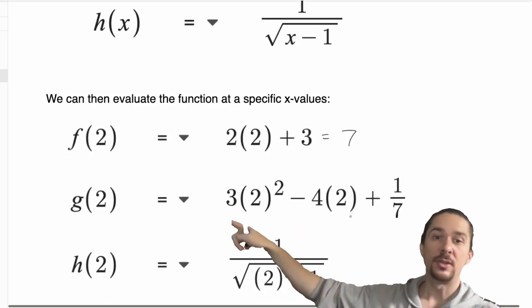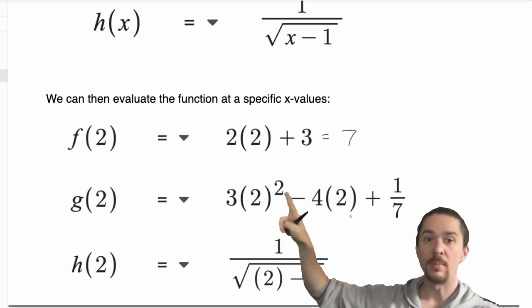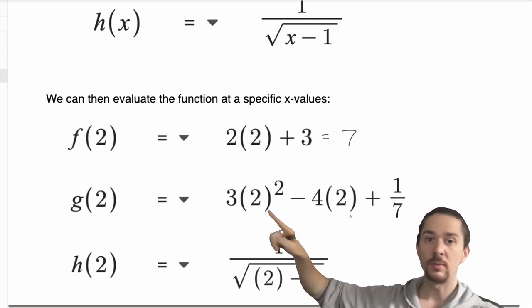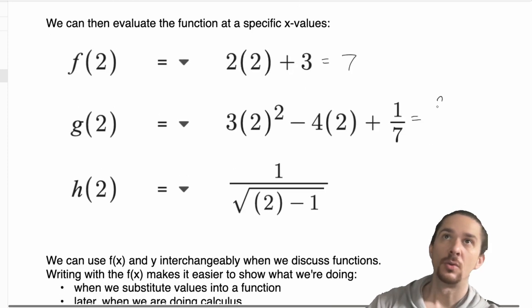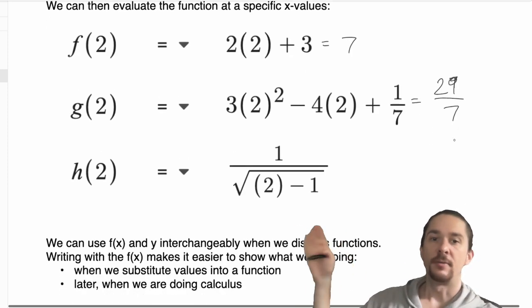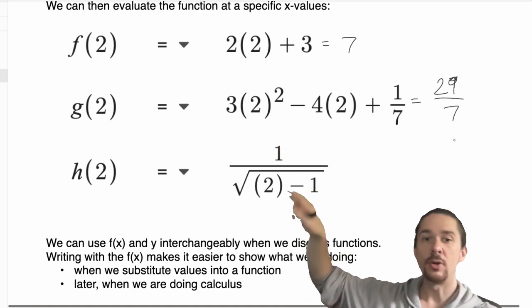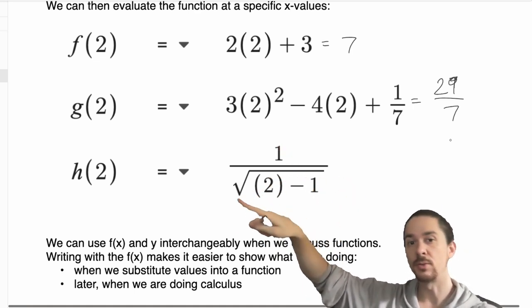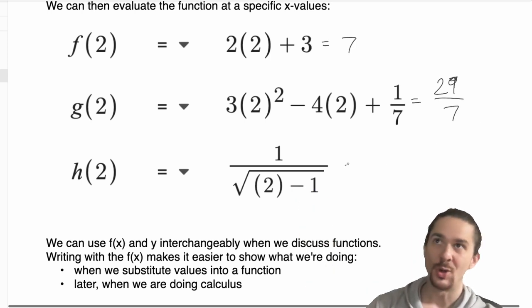G of 2 is 3 times 2 squared minus 4 times 2 plus 1/7. So this is 12 minus 8 is 4 and 1/7. Or if we want to be fancy, 29/7. And finally, h of 2, well, that's 1 over the square root of 2 minus 1. This in here becomes 1. The square root of 1 is 1. 1 over 1 is still 1.